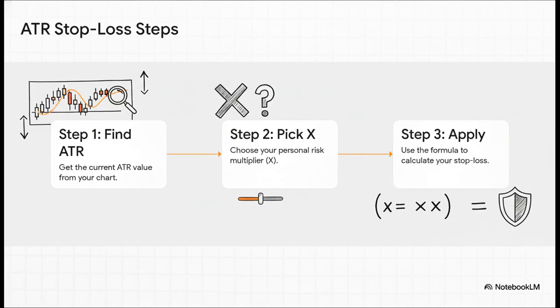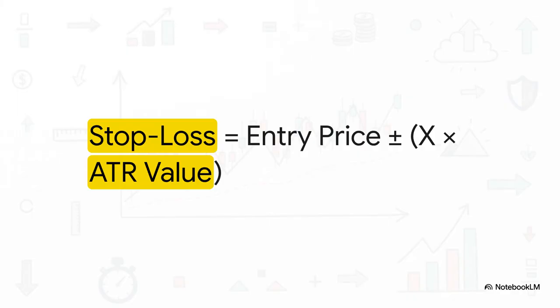First, you just glance at your chart and find the current ATR value. Pretty much every trading platform has this built right in. Second, you choose what's called a risk multiplier. We'll just call it X. This part is personal. And third, you just plug those 2 numbers into the formula with your entry price. That's it. And here is that formula. It looks simple, and it is. So for a long position where you're buying, your stop loss is your entry price minus your multiplier times the ATR. For a short position where you're selling, it's your entry price plus that same calculation. The plus or minus just depends on which side of the market you're on.